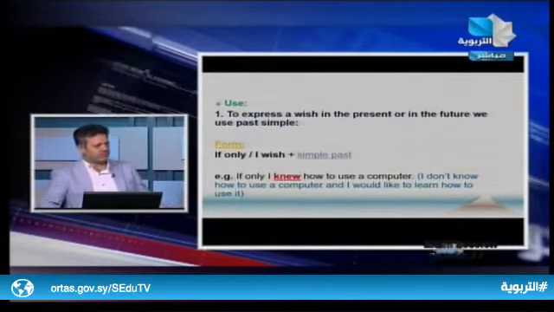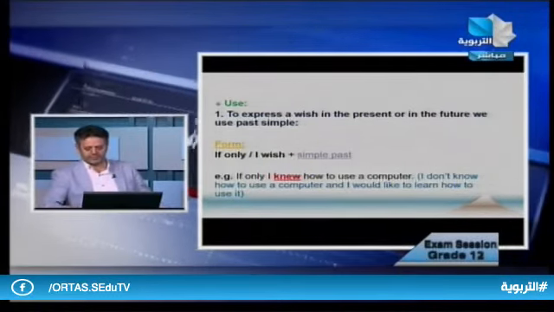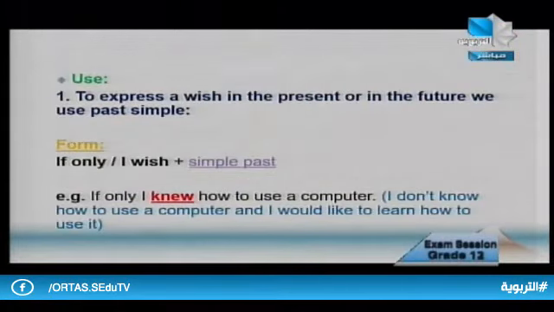So I'm trying to imagine something about the present which is not true. When we wish, it means that we are imagining something which is not true, about the present or about the future. And even about the past.